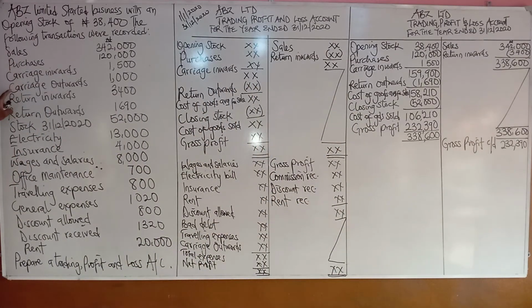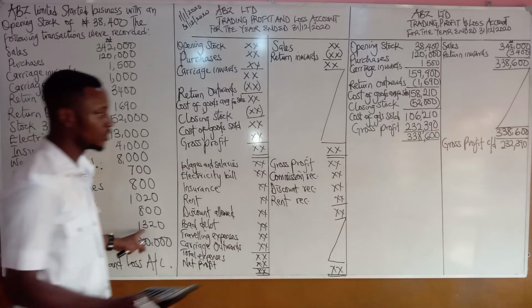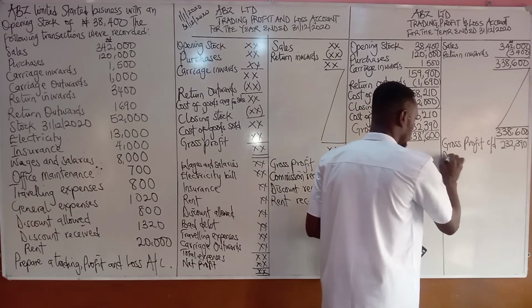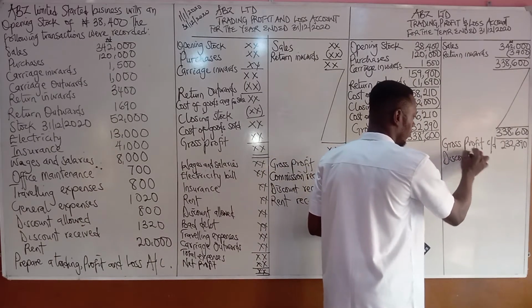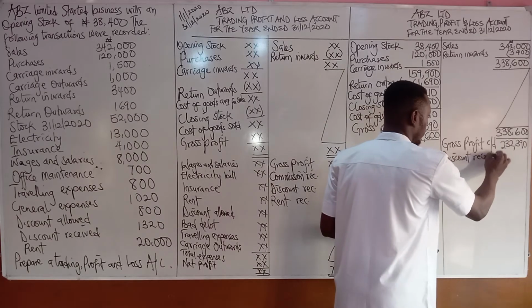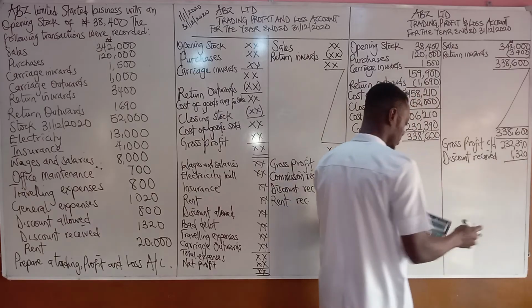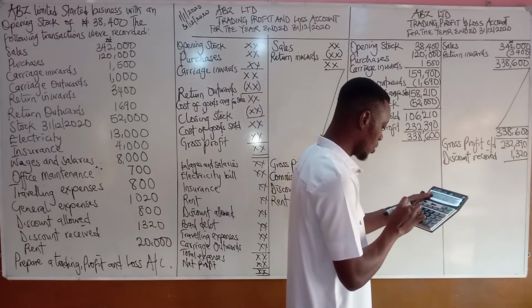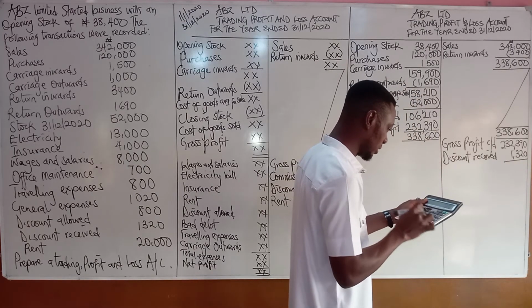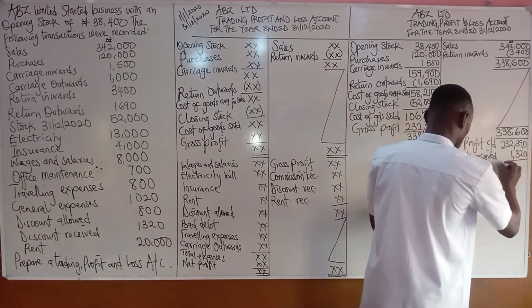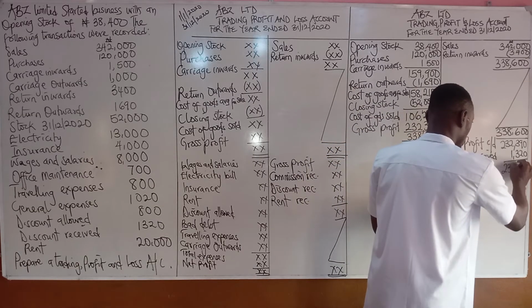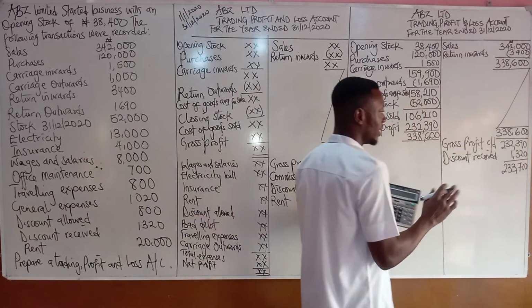Now, is there anything we received in the business? Any income? Maybe discount allowed, commission allowed? Do we have any? Yes, we have discount received. Discount received is 1,320. So I have discount received, which is 1,320. I will add 1,320. So this will give me 233,710. That is all there.